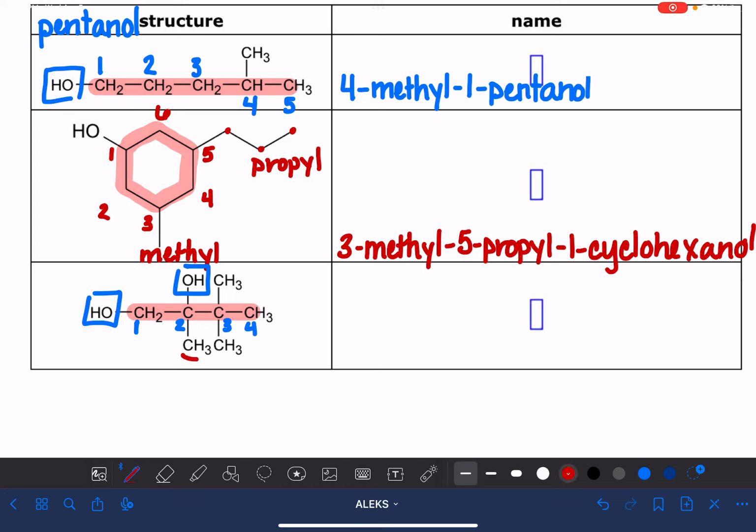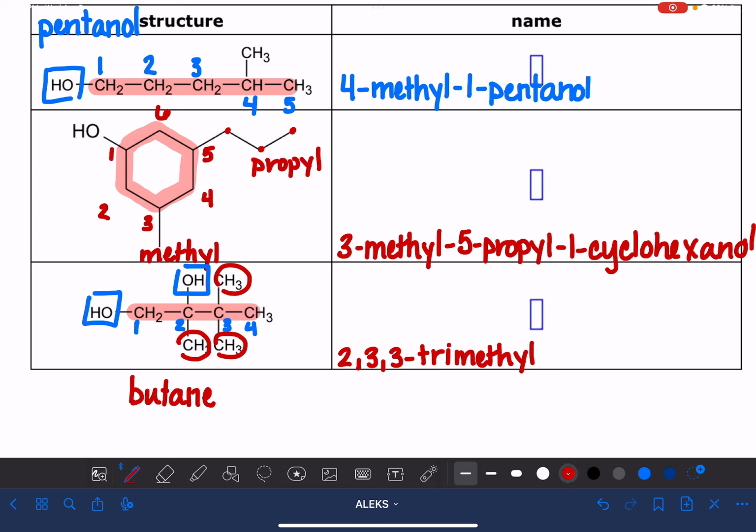Now we're ready to locate and name our substituents. And we have 3 identical substituents. We have 3 methyls, which is a trimethyl. We need to locate each one of them. We've got 1 on carbon number 2. We've got 1 on carbon number 3. We've got another 1 on carbon number 3. So it's 2, 3, 3, trimethyl. Now we're going to say the name of our parent chain, 4 carbons. That is a butane.